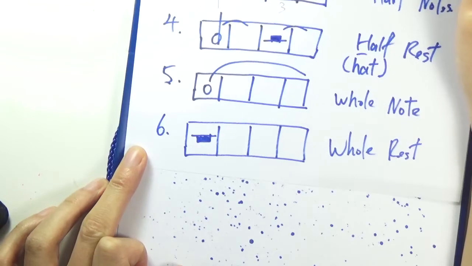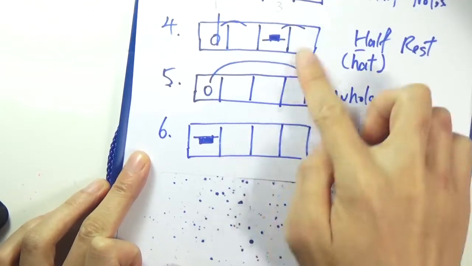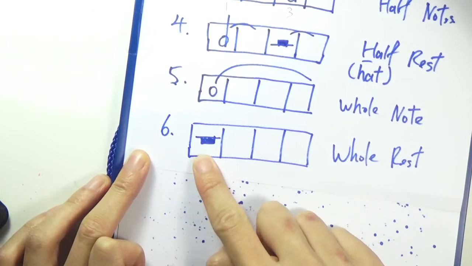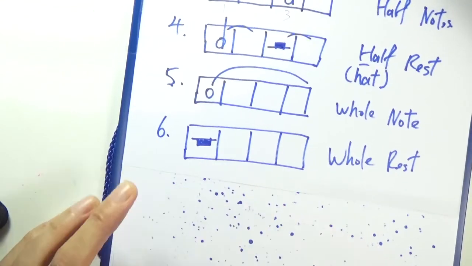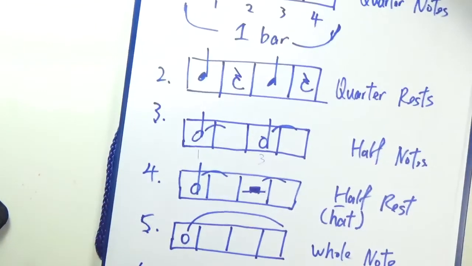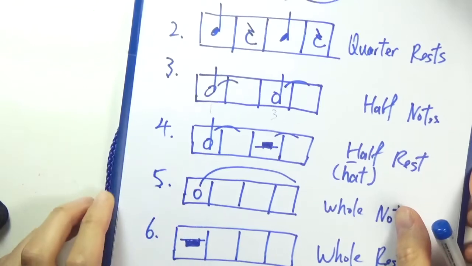Number 6, you have the whole rest. The whole rest is just an upside down hat. It means that you have silence throughout the bar. So nothing for the whole bar.